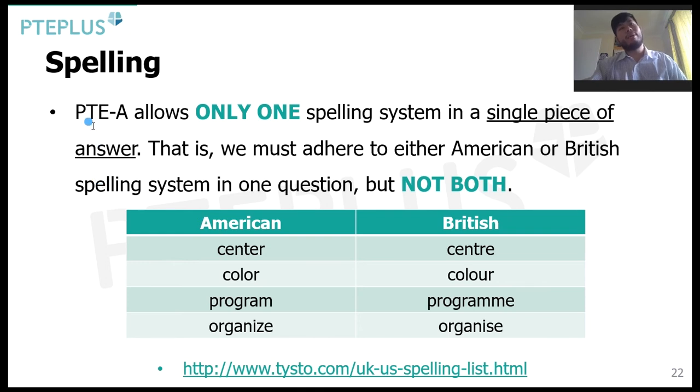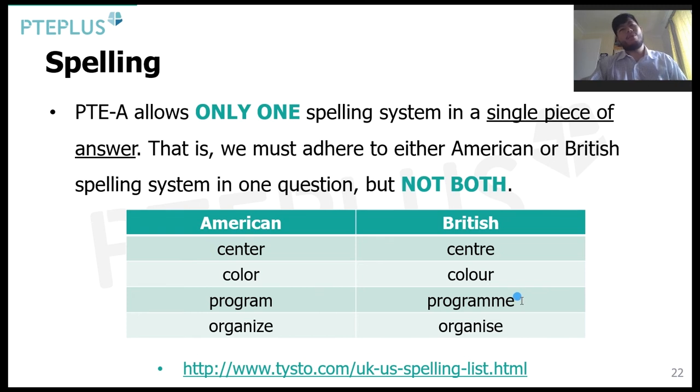The PTE Academic allows only one spelling system in a single piece of answer. That is, we must adhere to either the American or British system in one question, but not both. So in a question, you can do the American spelling or you can do the British spelling. If you're looking at which sort of spelling you typically use, have a look at words like color. Do you spell it like this or do you spell it like this? For the word center, do you spell it like this or like this? Program, like this or this?